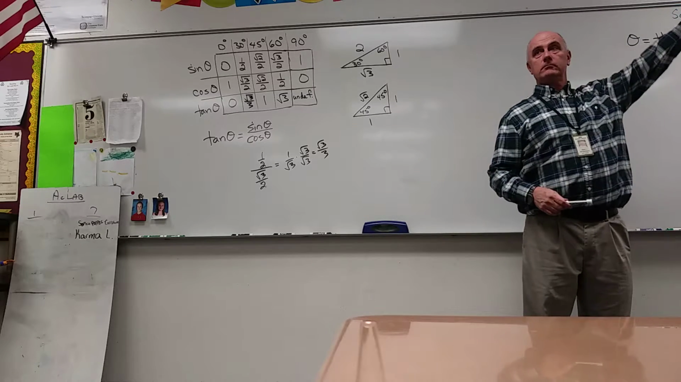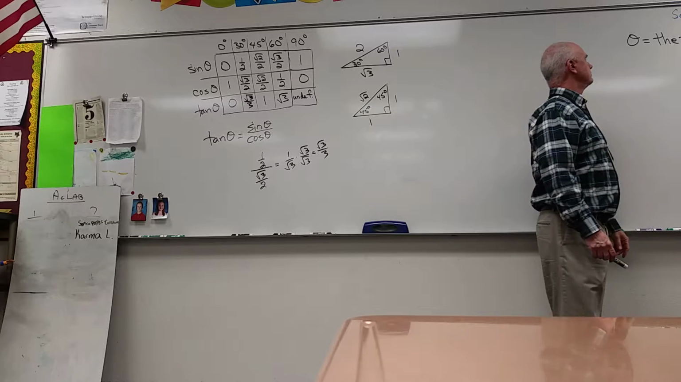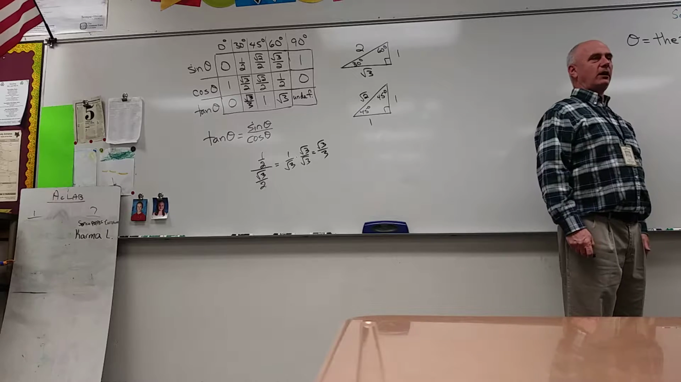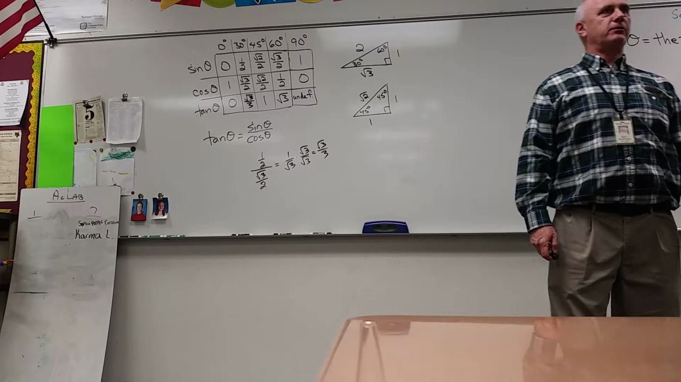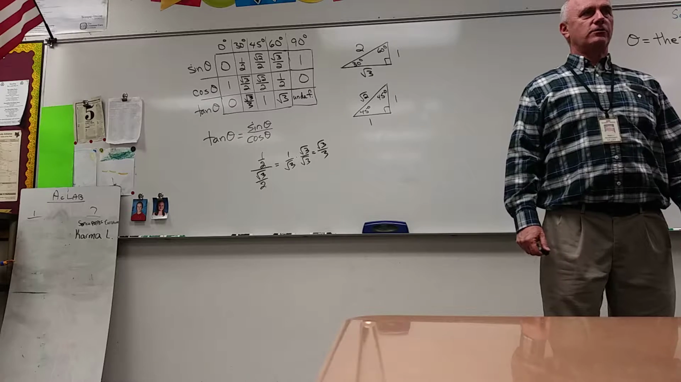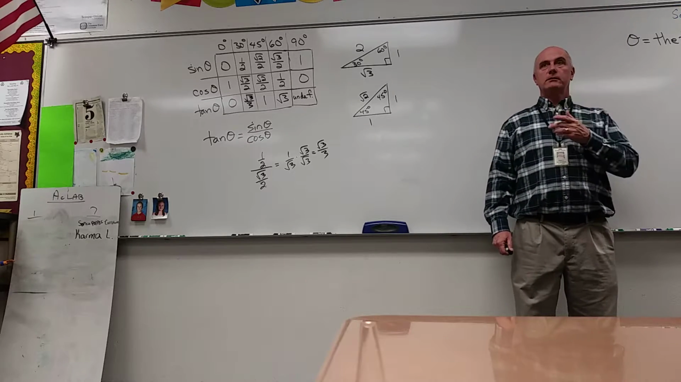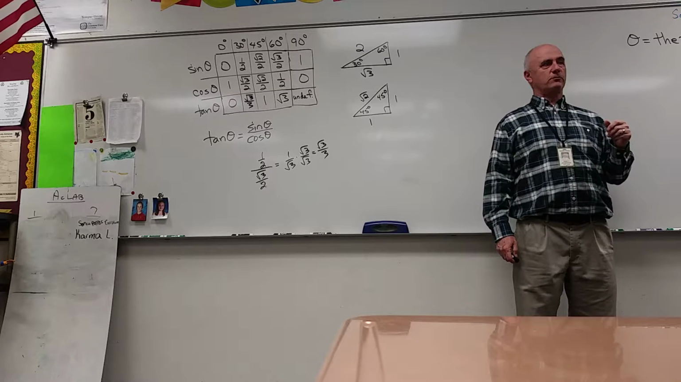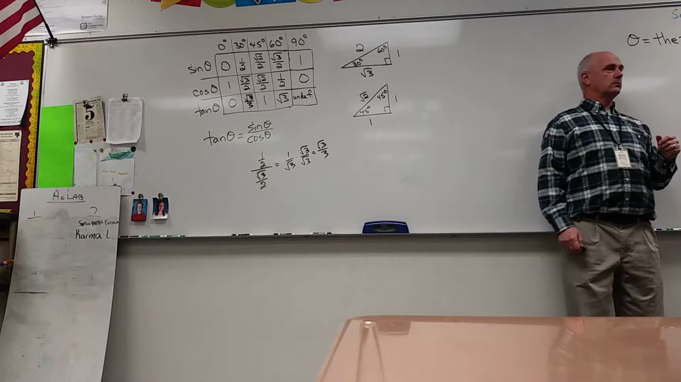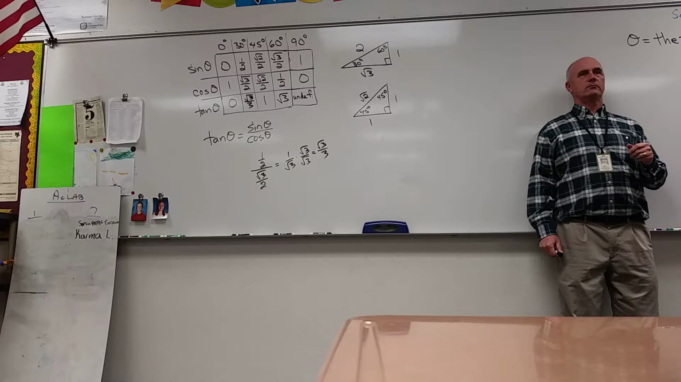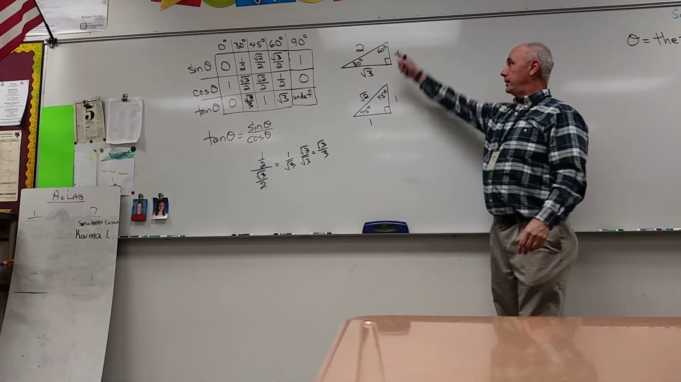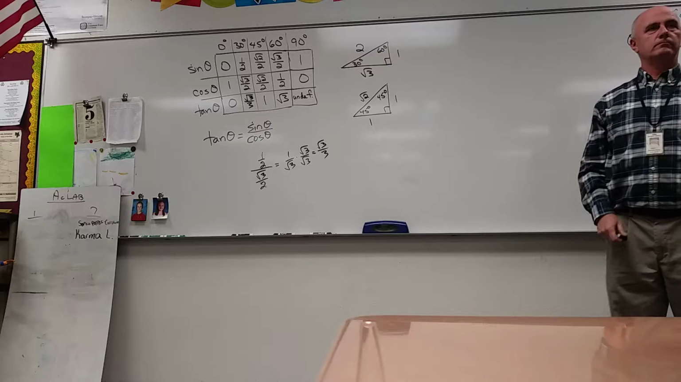Remember SOHCAHTOA? What does SOHCAHTOA mean? Sine is opposite over hypotenuse. Make sure that those words go in there, because I've heard a lot today of sine opposite hypotenuse, which I don't really know what that means. Sine is opposite over hypotenuse. Keep going. Cosine is adjacent over hypotenuse. Tangent is opposite over adjacent. SOHCAHTOA.